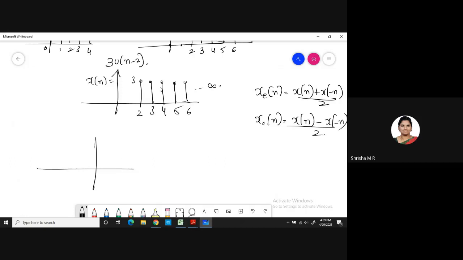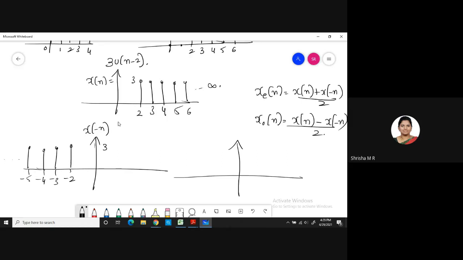Now how to plot x of minus n? In x of minus n, from where will the signal start? Minus 2, going to minus infinity. Yes, you are folding this about the vertical axis. If I fold it with respect to the y axis, I have a signal at minus 2, minus 3, minus 4, minus 5, and so on up to minus infinity with an amplitude 3. This is the folded, or time reversed, version of the signal.